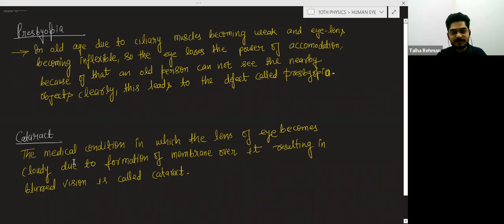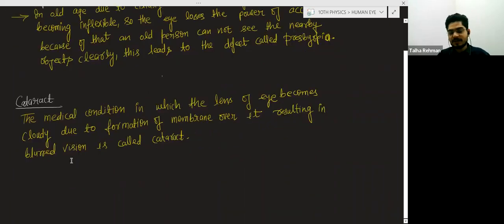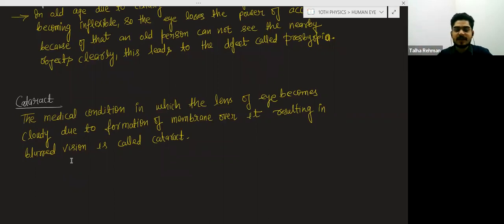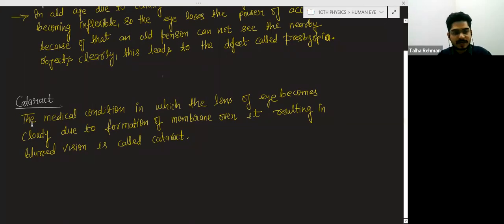And there is another defect, cataract. Cataract is basically on the eye there is a thin layer, white color thin layer. Okay, due to that the eye cannot see properly. That is known as the cataract. So basically cataract is the medical condition in which the lens of eye becomes cloudy, due to the formation of membrane over it, resulting in blurred vision.